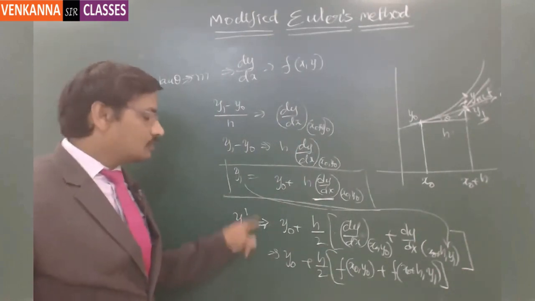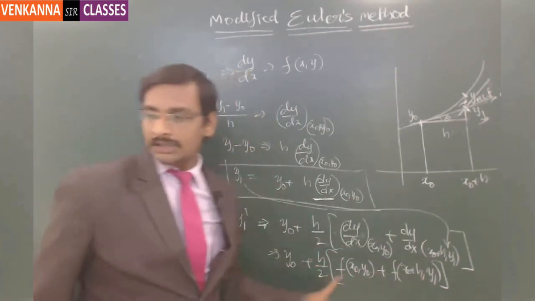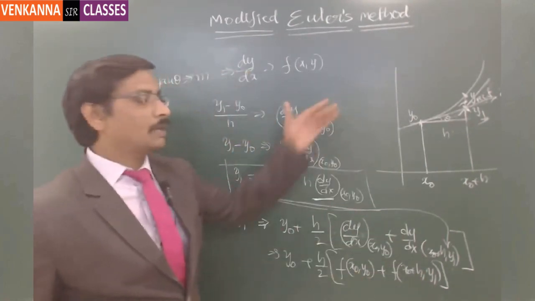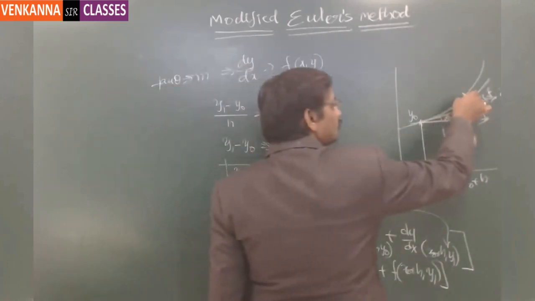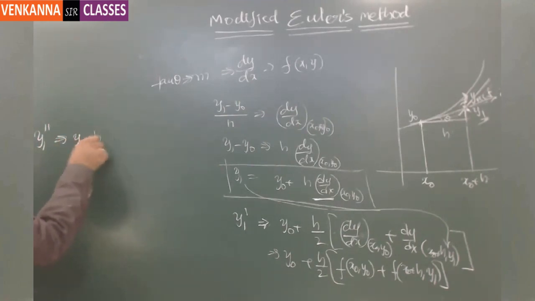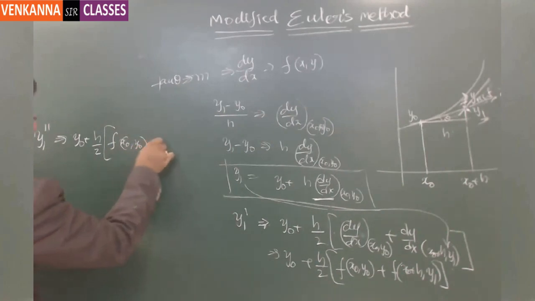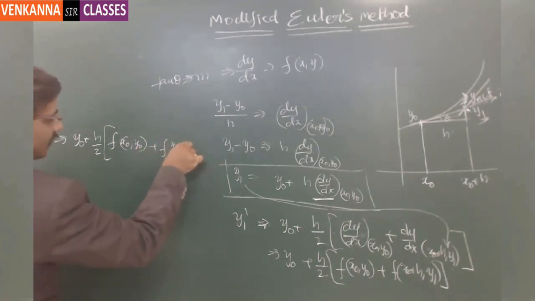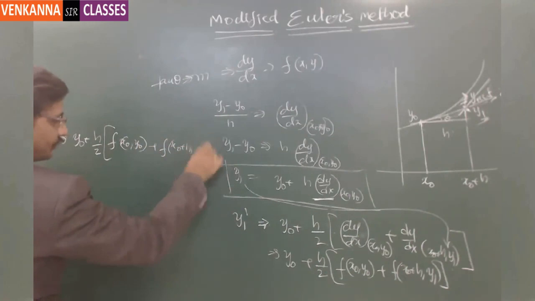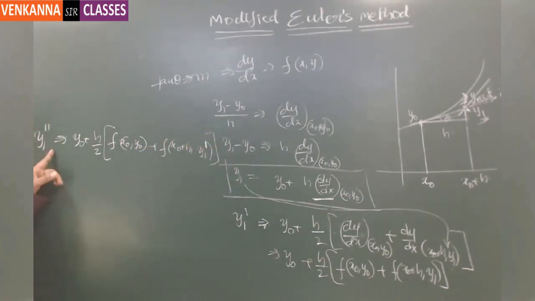Now you can make use of this better approximated value for the second calculation of the slope, and again take the average of these two. You still get a better approximation, which is far closer than this. So if you want to calculate y1 double dash, you can calculate it as y naught plus h by 2 times f of x naught comma y naught plus f of x naught plus h comma y1 dash. So y1 dash will make a better approximation for y1 double dash.